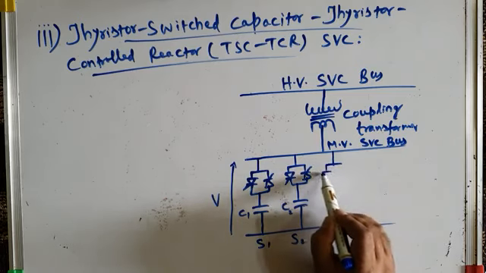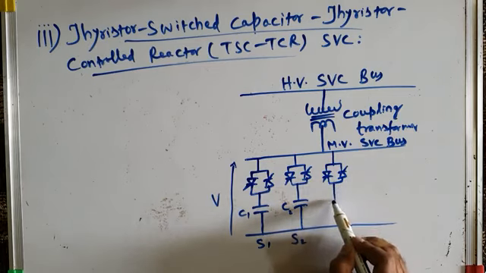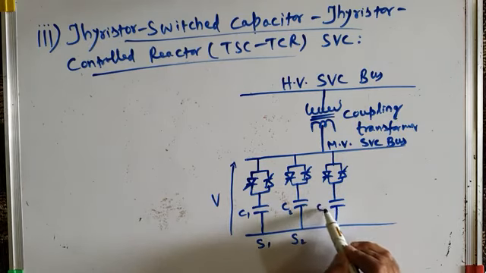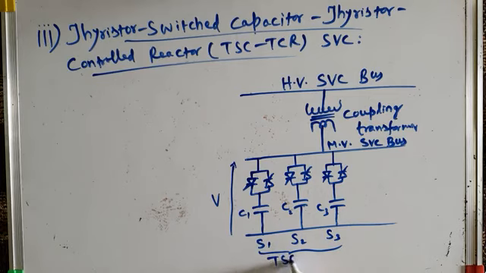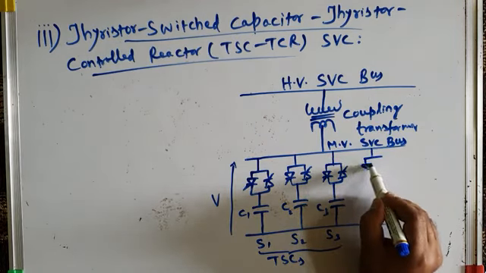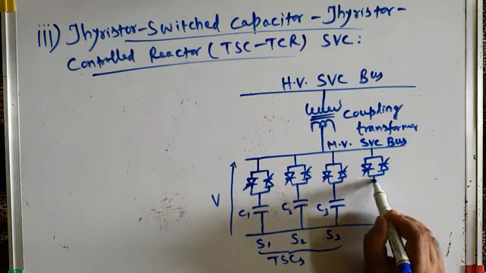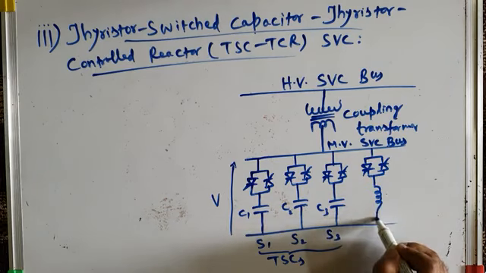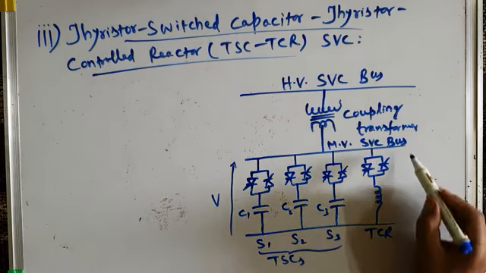We may have n number of TSC branches depending upon the reactive power compensation, how many leading vars have to be generated and injected into the transmission line. This is capacitor C3 and this is TSC switch S3. So these are my TSC branches, the thyristor switched capacitors, parallel connected. And then I will have the thyristor controlled reactor, TCR, which is basically a combination of TCRs and TSRs, also called a segmented TCR. So this is our TCR, which is basically a segmented TCR.